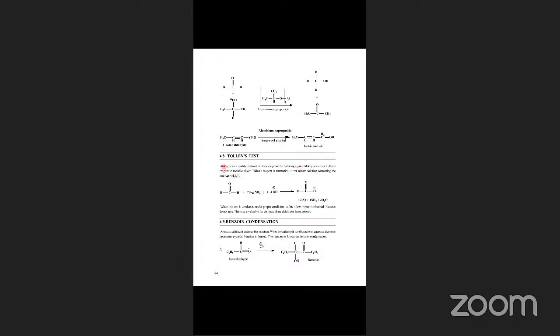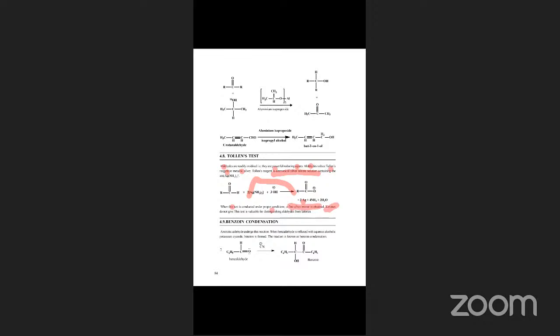Aldehydes are readily oxidized. They are powerful reducing agents. Aldehydes reduce Tollens reagent to metallic silver. That means Tollens brings the silver out. Ammoniacal silver nitrate is called Tollens reagent. When the test is conducted under proper conditions, a fine silver mirror is obtained.